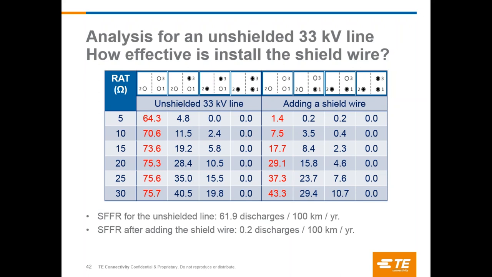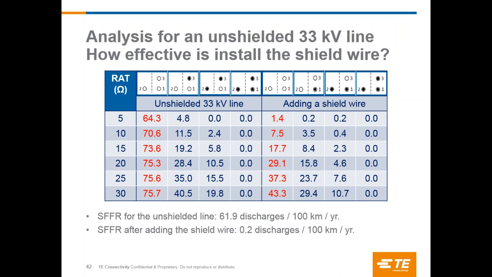We can observe from the results that adding a shield wire significantly improves the lightning performance. But good lightning performance still depends on the ground system behavior. When comparing the line surge arrester installed just on the highest phase of the unshielded line with the shield wire application, column number two with column number five, it's possible to observe similar lightning performance. However, the line surge arrester shows a better benefit versus cost balance.